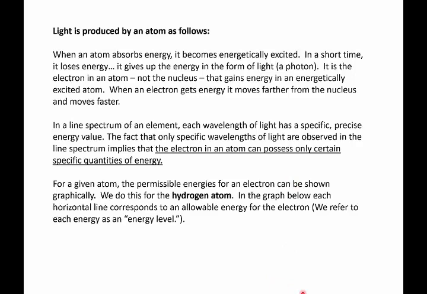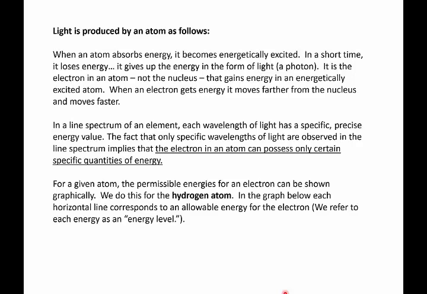The fact that we observe only specific wavelengths of light in the line spectrum of an element, or put differently, the fact that only certain specific energies of light are seen in the emission spectrum, tells us something important. It tells us that the electron in an atom can possess only certain specific quantities of energy. This is a very significant find.